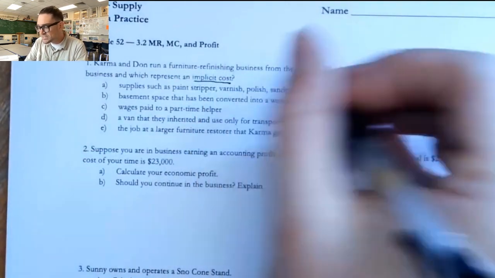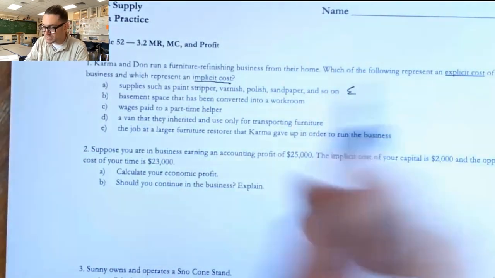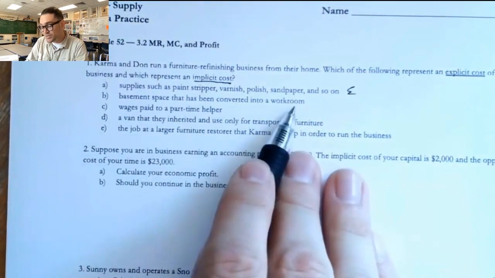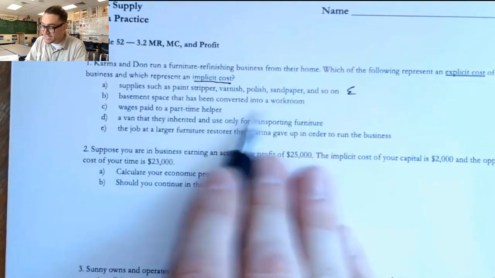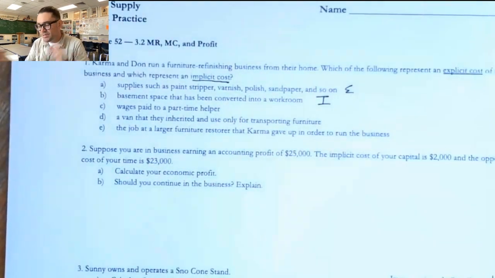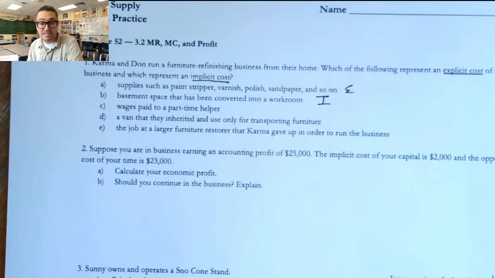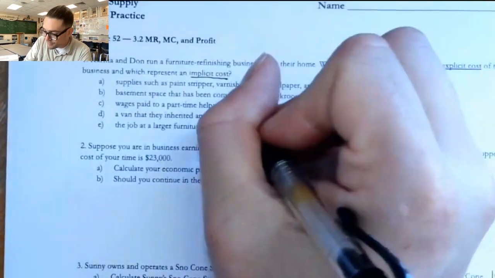So supplies, things that we have to spend money on, that's explicit. Basement space that's been converted into a workroom, that's actually an implicit cost, because thinking about what we could have been doing with that basement space, it was already there and we could maybe be renting it out, or we could be using it for storage or do something else with it. And so we're not actually spending money on that part. Wages paid to a part-time helper, though, we are spending money.